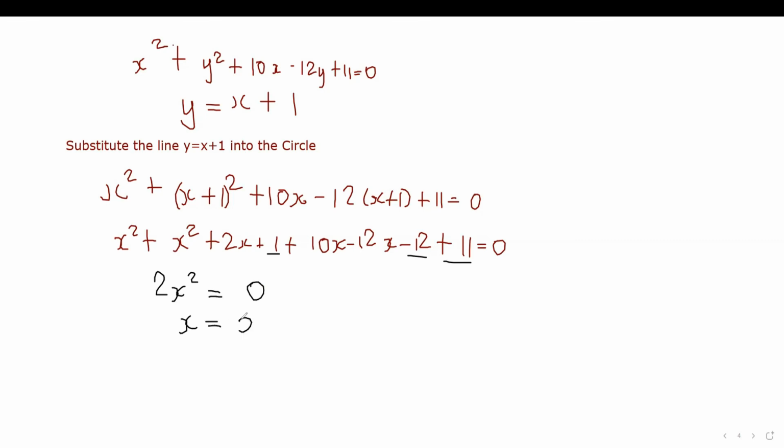Look how easy this is, man. So if x equals 0, repeated, because when you solve a quadratic, you get two answers. You get x equals 0 and x equals 0. So from this, x equals 0 repeated and y equals 1 repeated. And since we only get one point of intersection between this line and this circle, see there, (0, 1) is the only point of intersection.